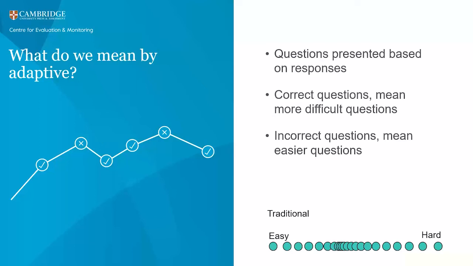Now, by adaptive, and why is that different? How is that different? Well, an adaptive test will start at a point somewhere in the middle, based on the student's age when they're sitting it.